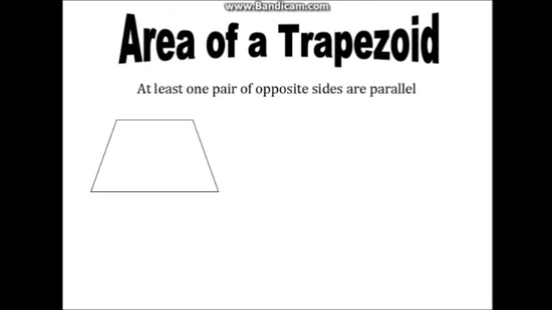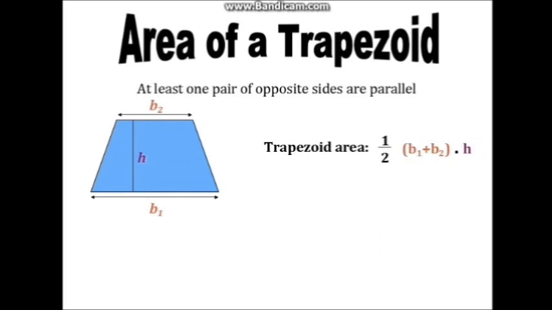Let's come up with the formula for finding the area of a trapezoid. Remember, it's a quadrilateral where at least one pair of opposite sides are parallel. In a trapezoid, the two parallel sides are both known as the bases. Let's say the bottom base has length b1 while the top base has length b2. And also say the height of this trapezoid is h. So the area of a trapezoid is 1/2 times (b1 plus b2) times h. And this is the general formula for the area of a trapezoid.